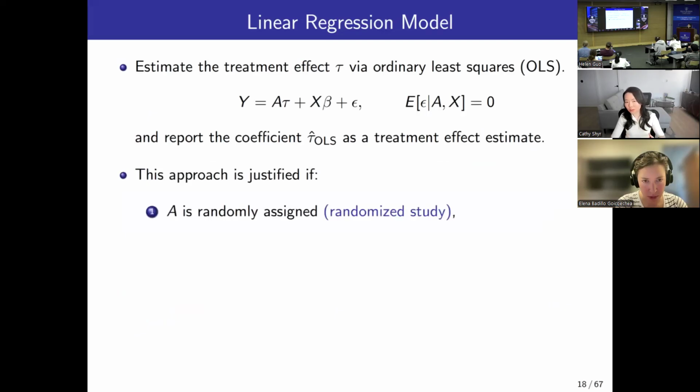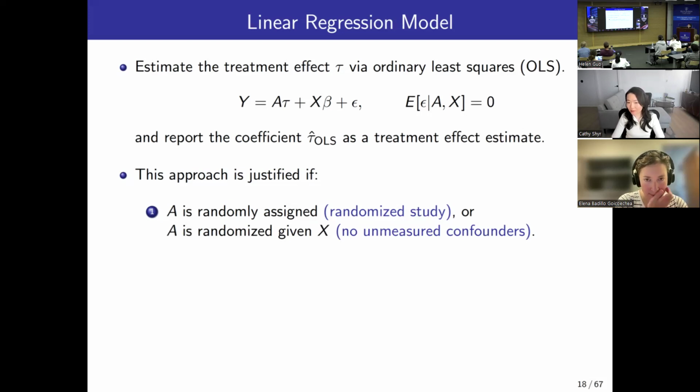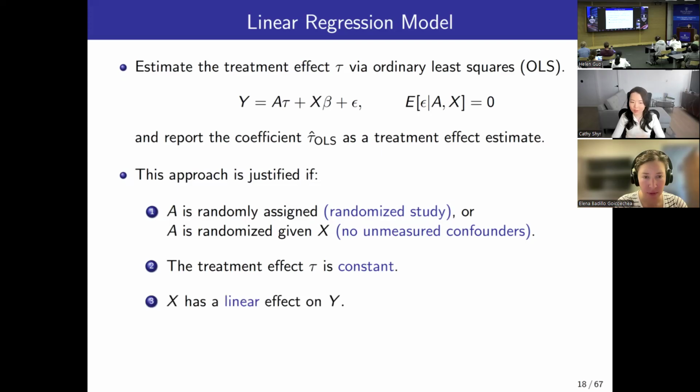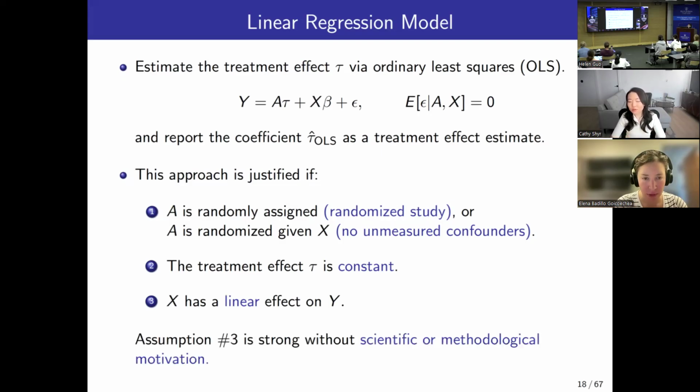So this approach is justified if 1, A is randomly assigned, as in the randomized study, or in the observational setting, A is randomized given X. So we're assuming no unmeasured confounders. Second, we're also assuming that the treatment effect tau is constant. And third, that X has a linear effect on Y. So if we pause here for a second and think about these 3 assumptions, you might think that assumption 3 is quite strong without any scientific or methodological motivation.